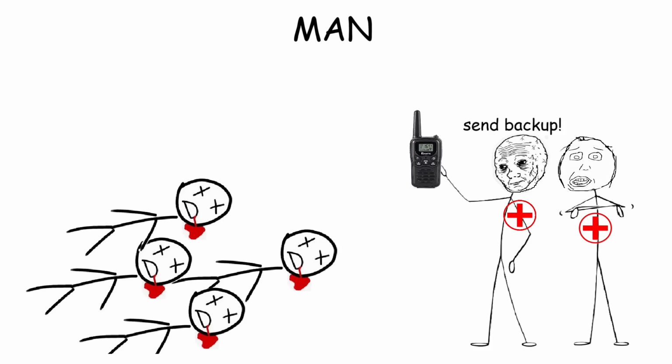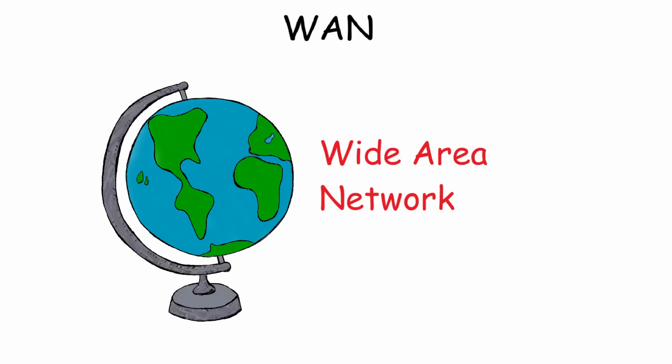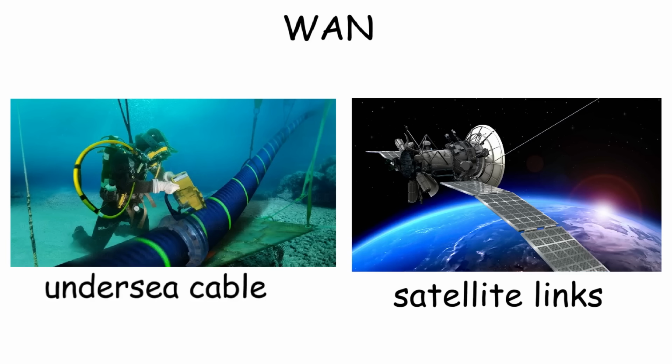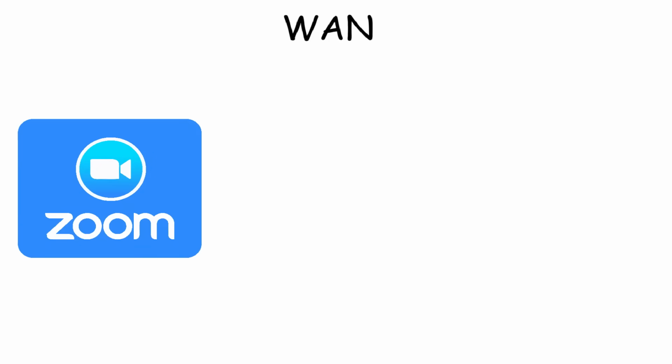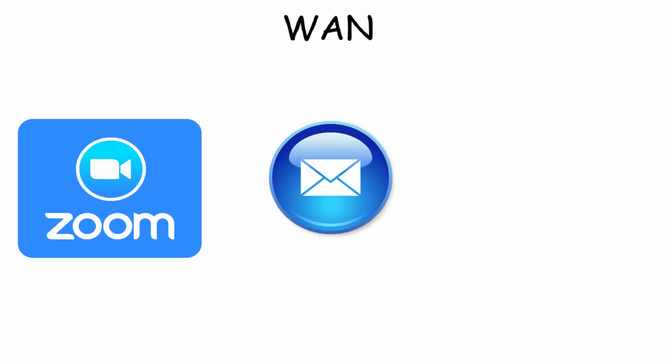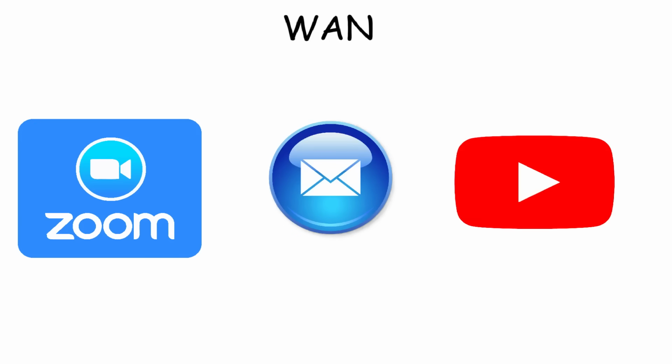WAN. A wide area network is the largest type of network that uses a mix of technologies like undersea cables and satellite links. The most common example is the internet itself, which links millions of devices worldwide. It's what makes it possible to attend Zoom meetings, send emails across countries, or watch YouTube videos and subscribe to my channel.